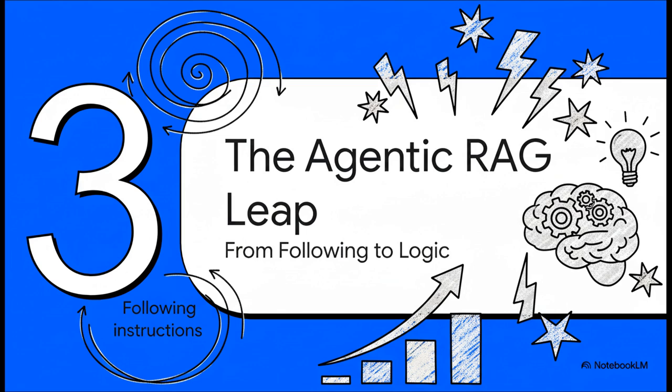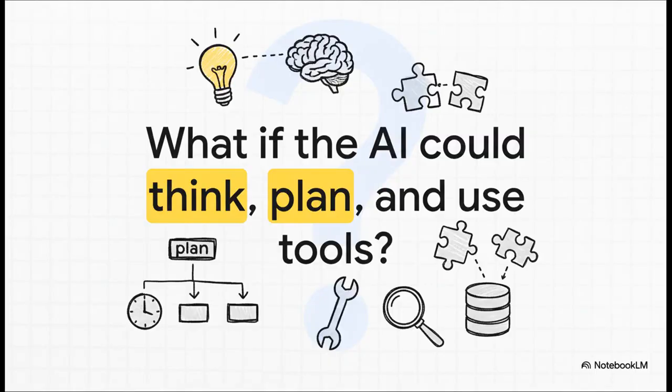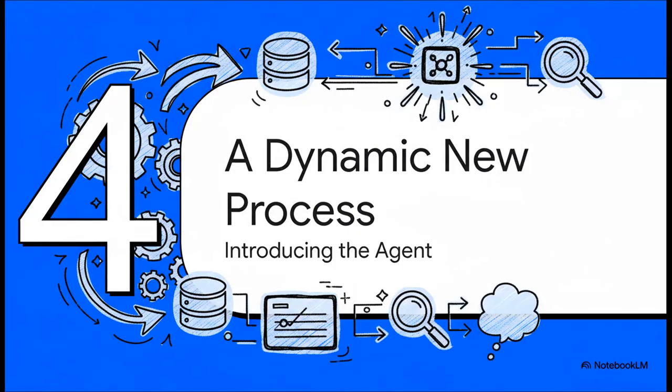Okay, this is where things start to get really, really interesting. We're now seeing a massive leap forward from an AI that just follows a list of instructions to one that can actually think. I mean, what if it wasn't just this straight line? What if the AI could actually stop for a second, look at the problem, decide it needs more info, and then go look for it somewhere else? What if it could actually come up with a plan? And answering those questions is exactly what leads us to this new model. It's a much more dynamic, flexible process, and it's all thanks to one key new player, the agent.